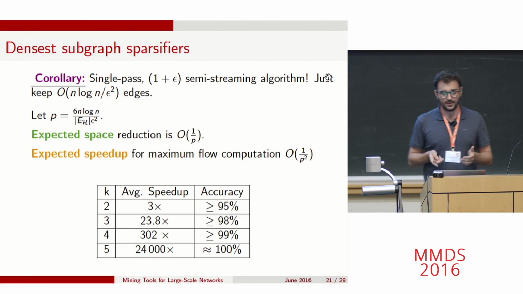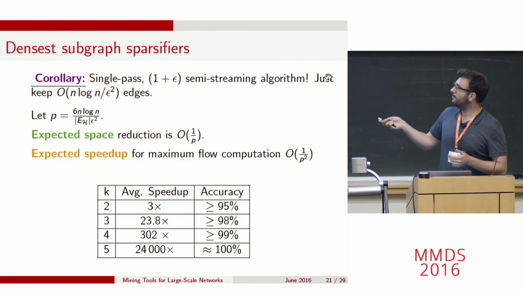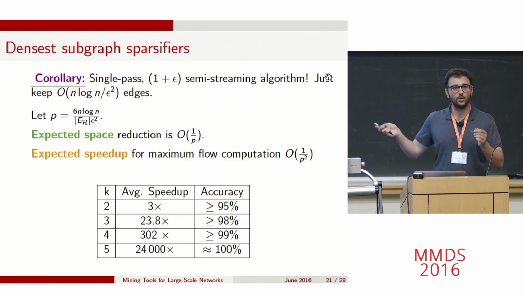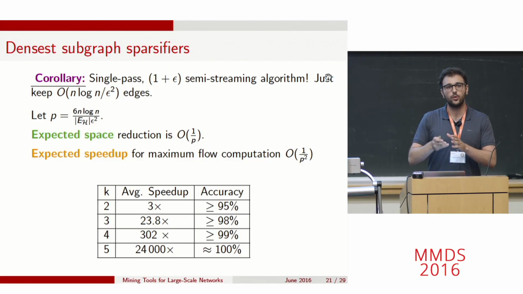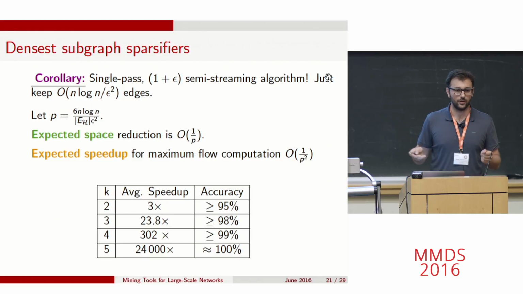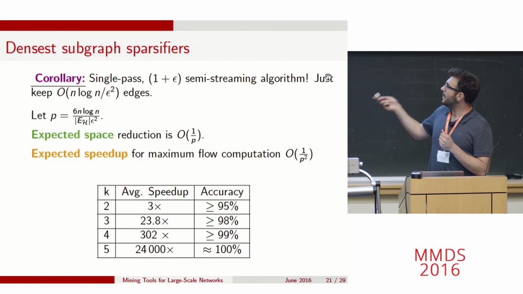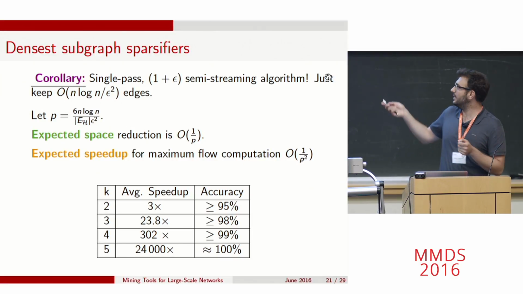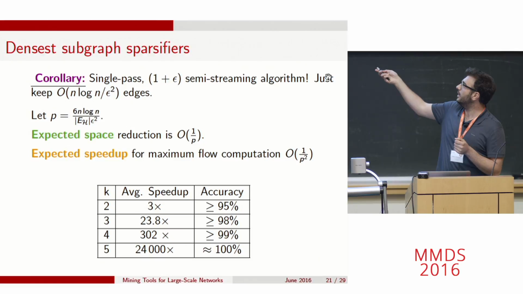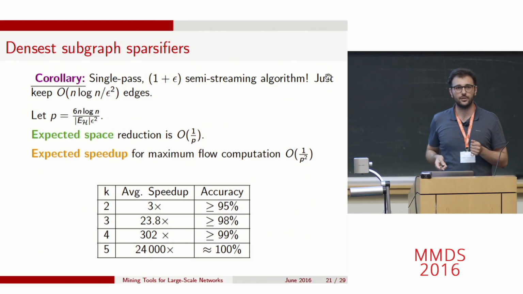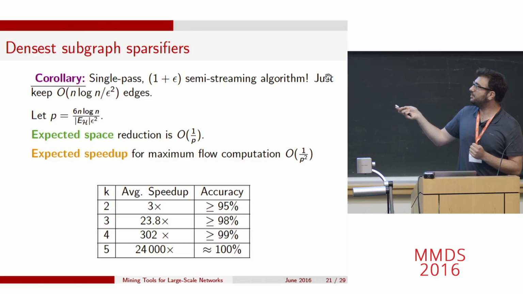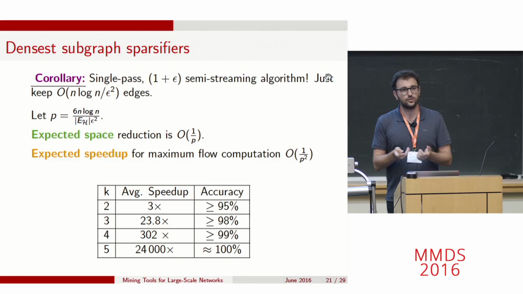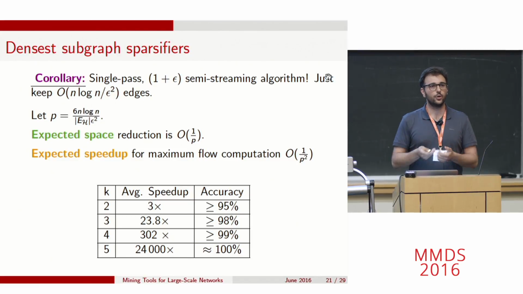So what we observe in practice is that as we increase k, the average speedup goes from 3 up to 24,000, and actually for k equals 5, there exist many data sets for which we could not solve the exact version of the algorithm, so we could only run the approximate. And the accuracy tends to increase because we have so many small k-cliques that we go from accuracies of 95% to close to 100%. You can see that the speedup for k equals 2 is really small, and this is expected. Why? Because real-world networks typically are sparse to begin with, okay? So you cannot sparsify too much.